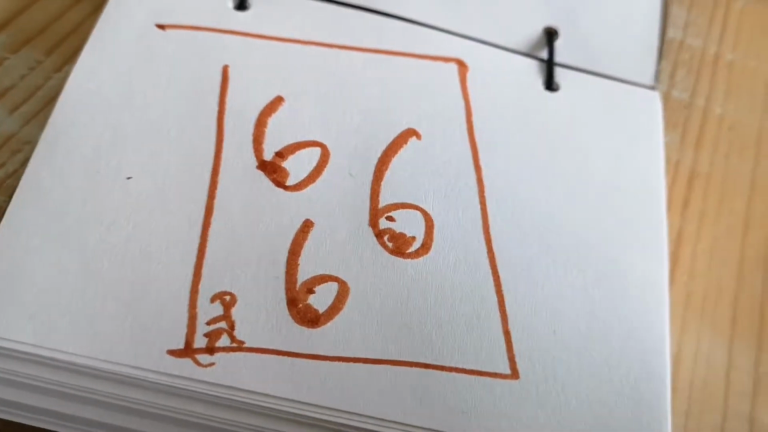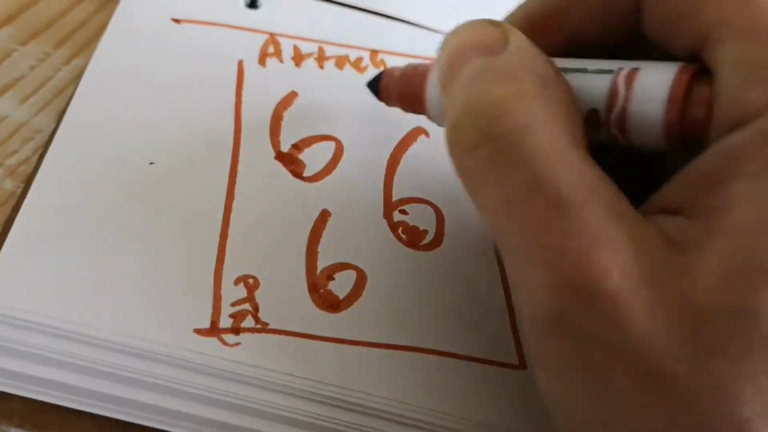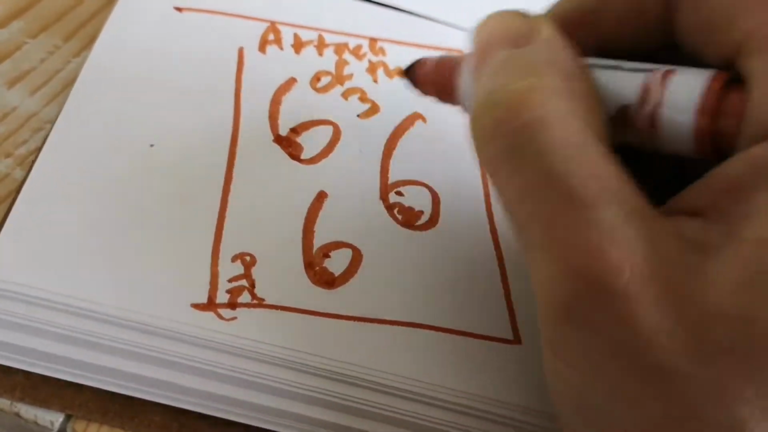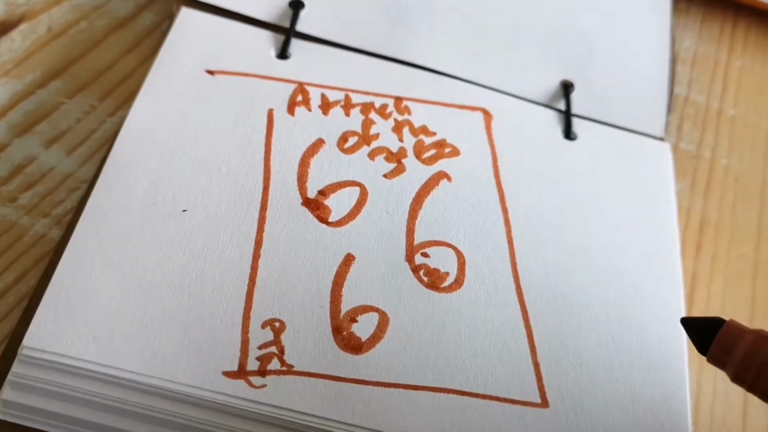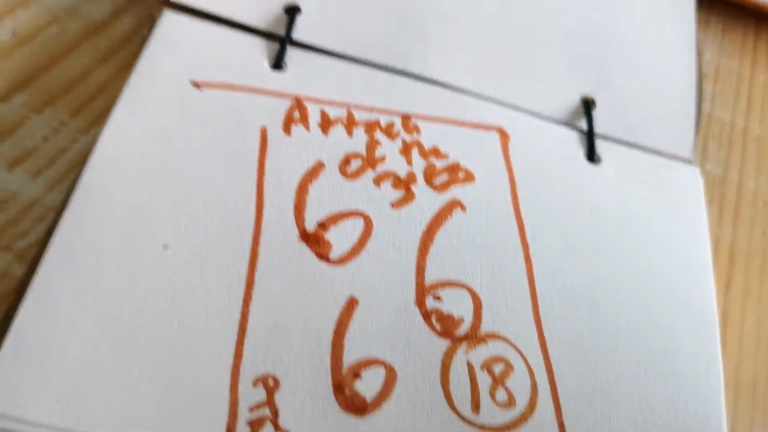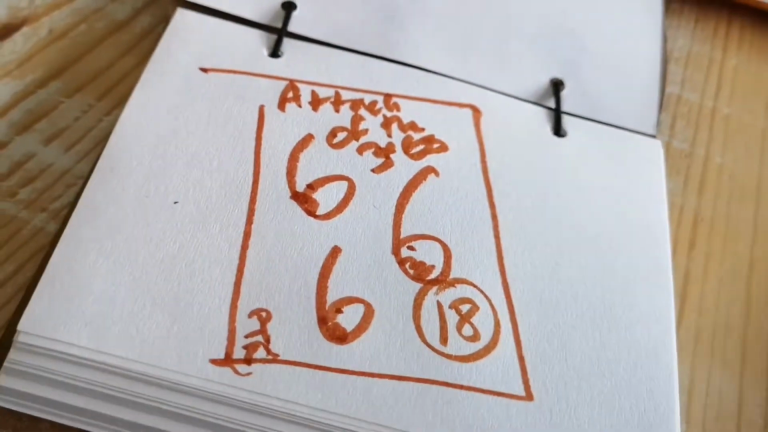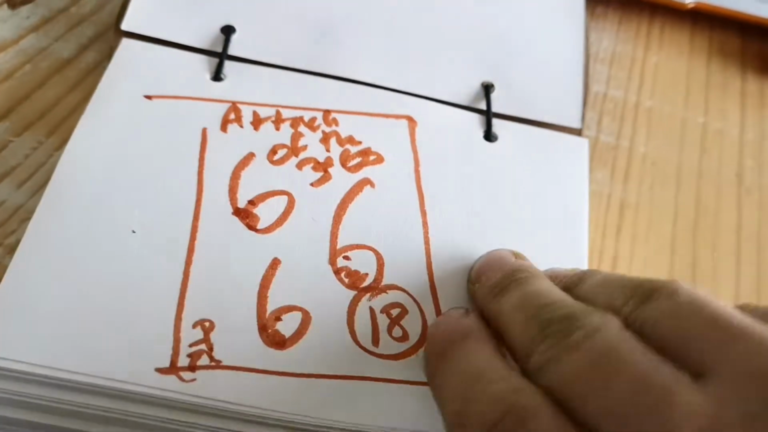Well, that film is the Attack of the 3 6s. And obviously that's a very scary film, so it's definitely going to need an 18 certificate. 3 by 6 is 18. Very good. Yeah, 3 by 6 is 18. So that's how I would learn that table.